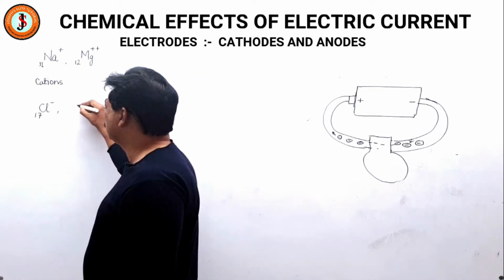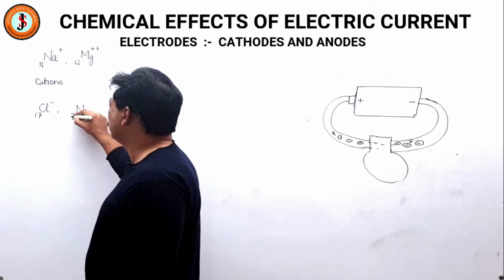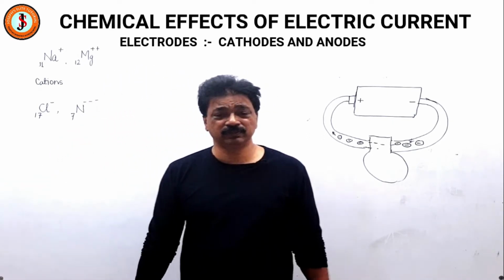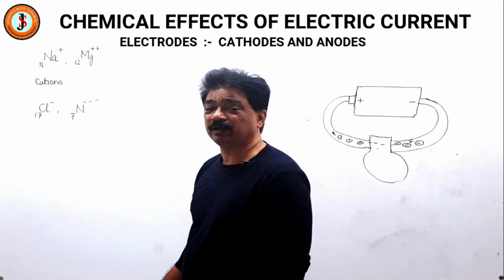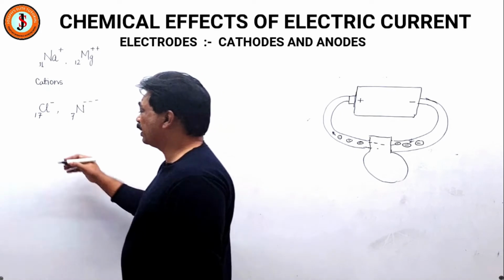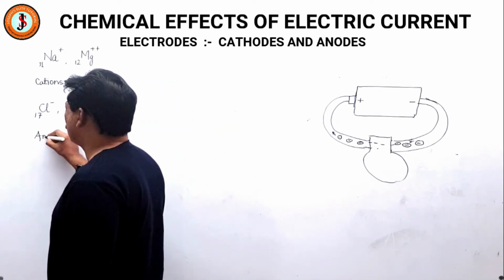In the same way, take N3-. That means it has 7 protons, because the proton number, I said, is fixed, and it has gained 3 electrons. So 7 and 3, 10 electrons are there on this. So these are called anions. A negatively charged ion is called an anion.